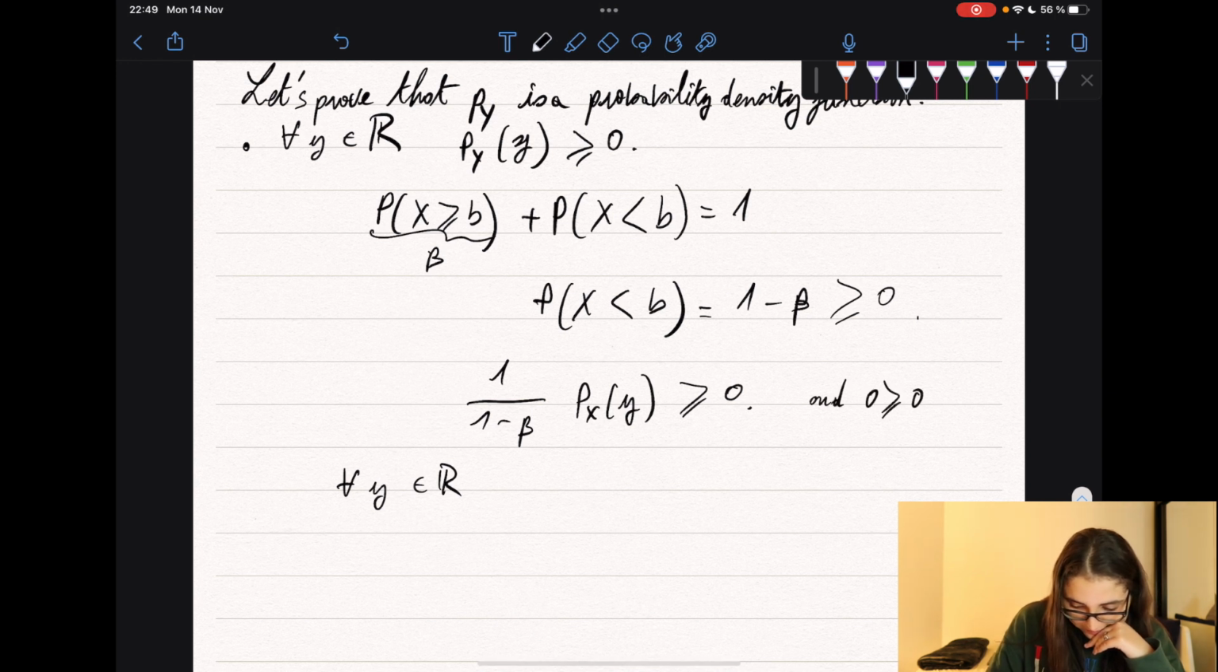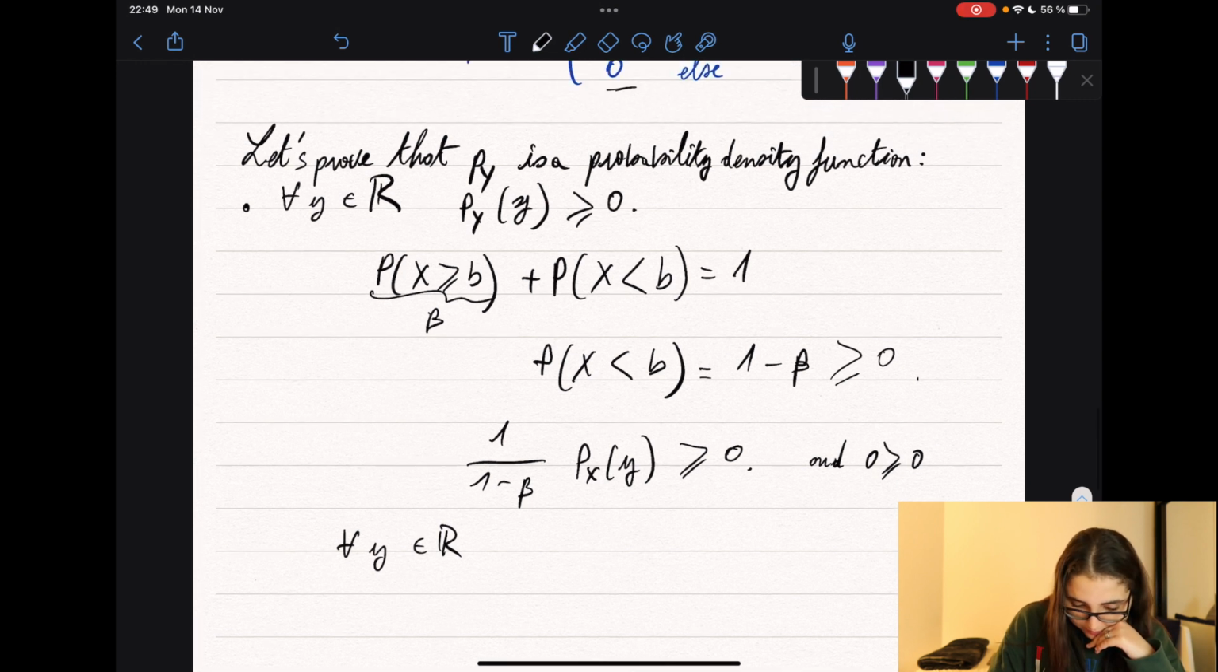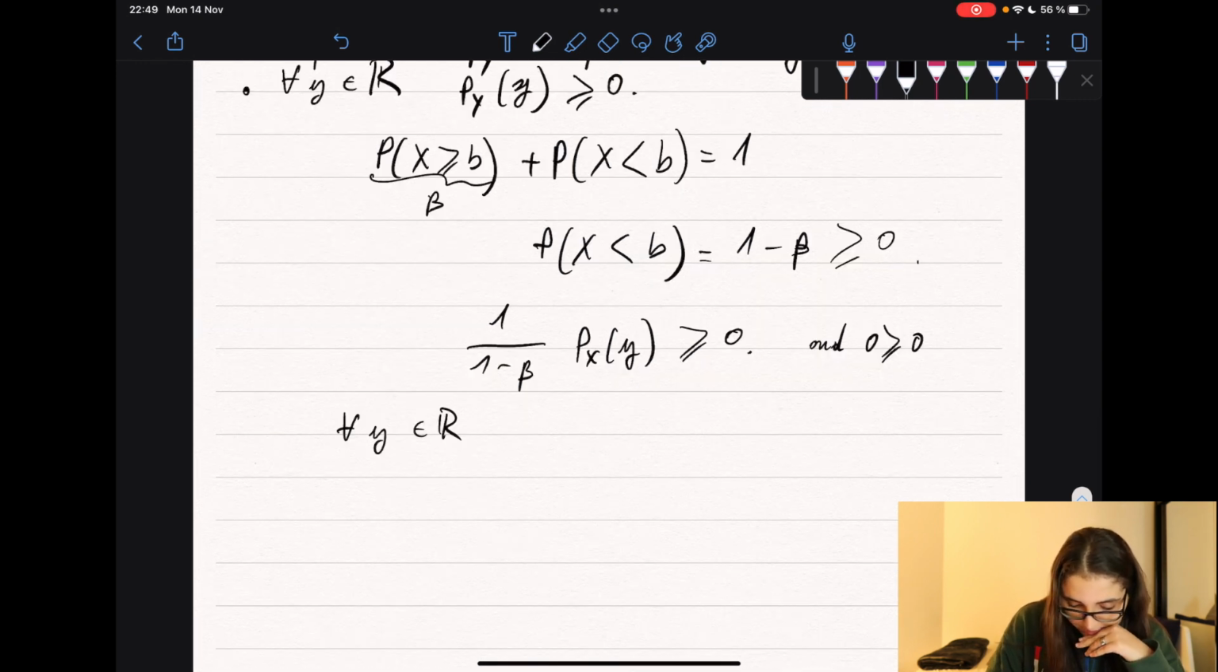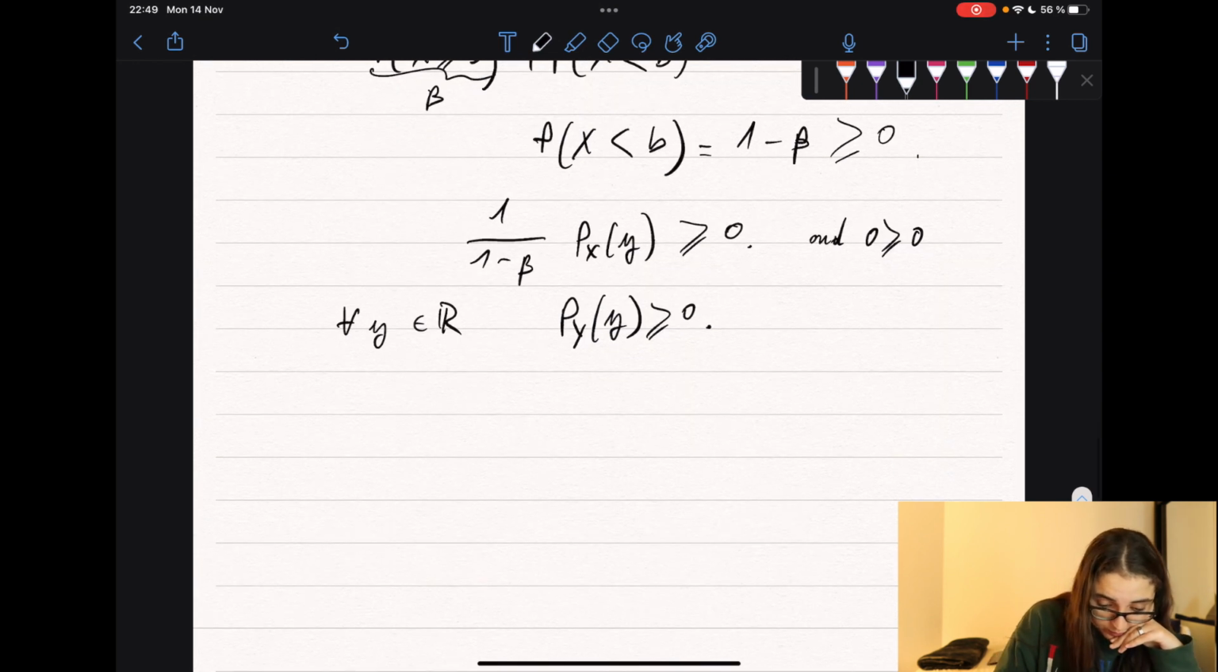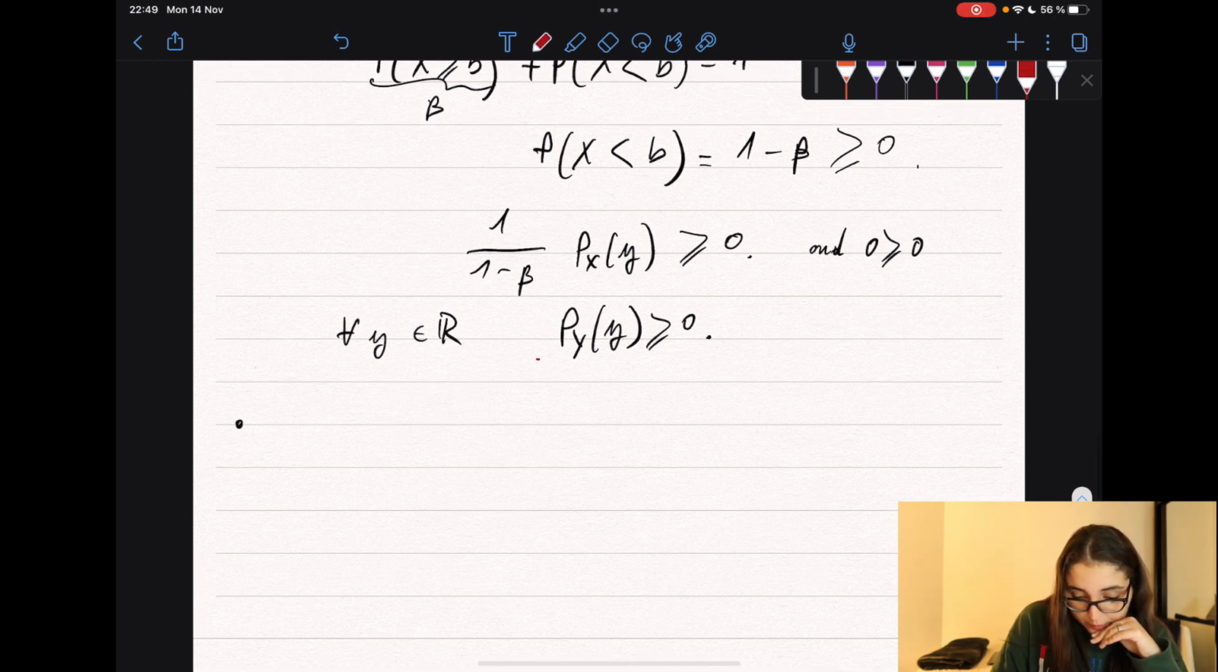0 is higher or equal than 0. This is for the other part of the equation. Anyway, we have proven that py of y is higher or equal than 0. So this is the first part of proving that a function is a probability density function.